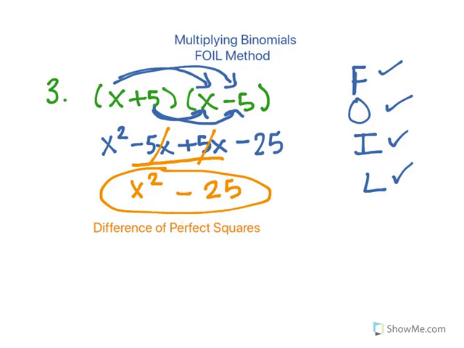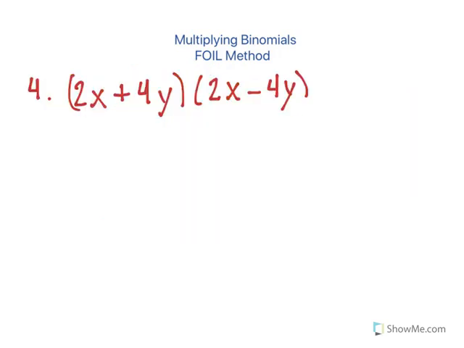So the special name for that is a difference of perfect squares. Let's do one more example like that. Okay, so notice just like number 3, what makes this a special case is because it is the sum and the difference of the same numbers and the same variables, the same terms, 2x and 2x and 4y and 4y. Just one is a sum and one is a difference. So when you have a problem that looks like that, that middle term is always going to cancel out.